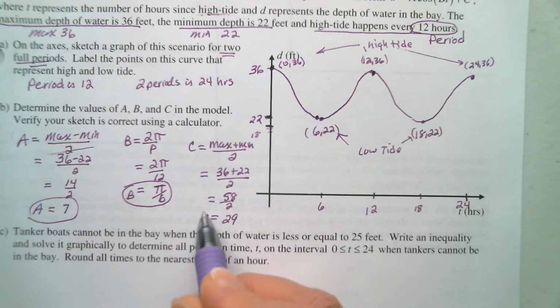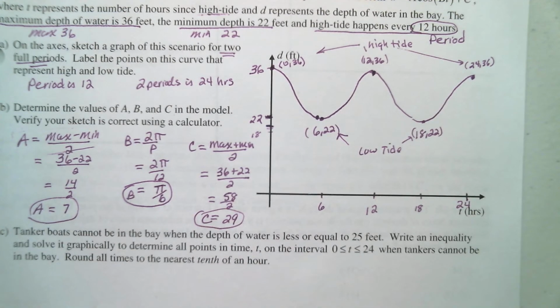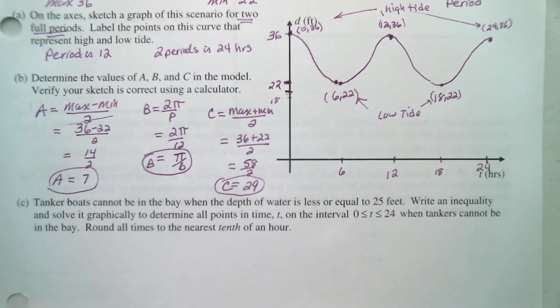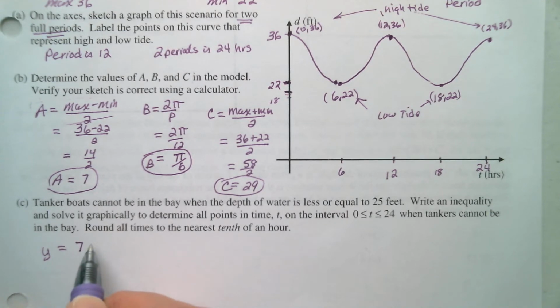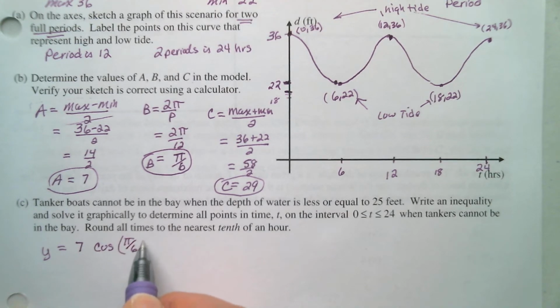So here are A, B, and C values. So when I go to put it into the calculator, I'm just going to put it down here. So it's going to be y equals 7 cosine pi over 6 t, but we'll use x, plus 29.